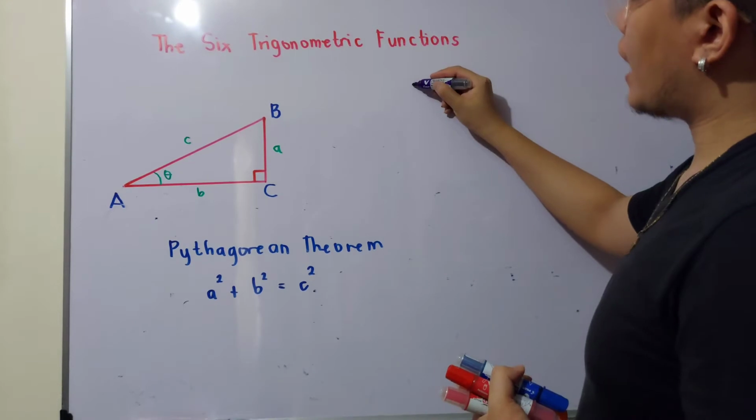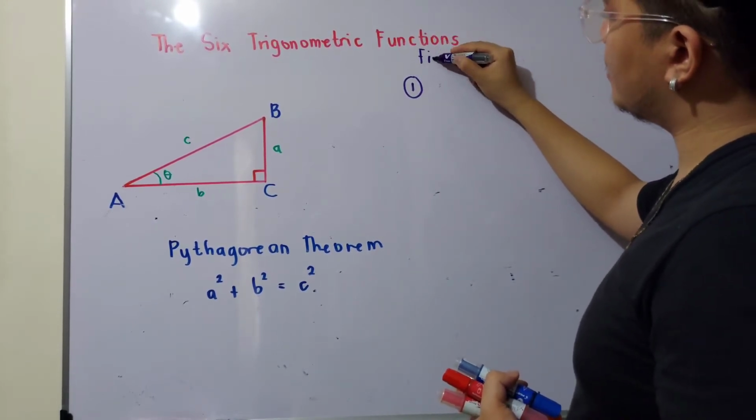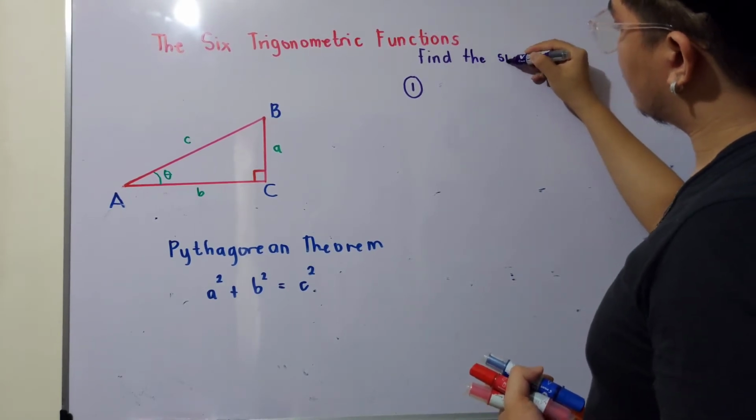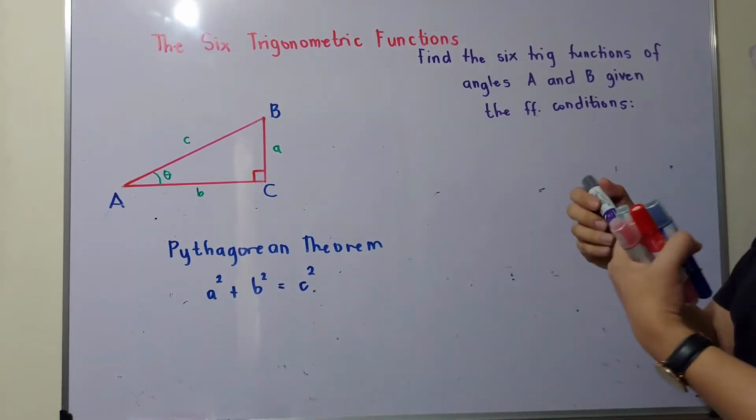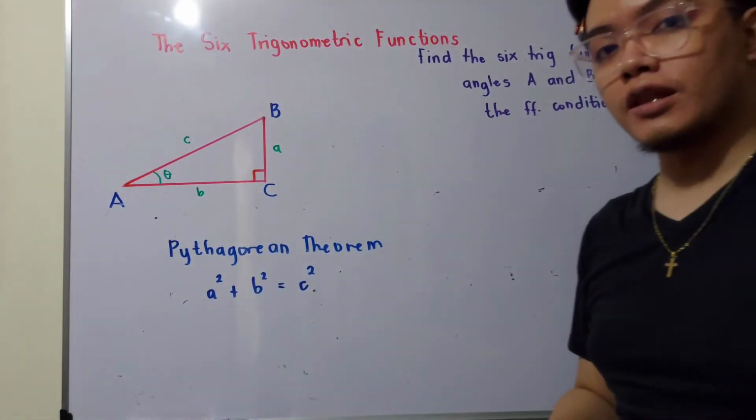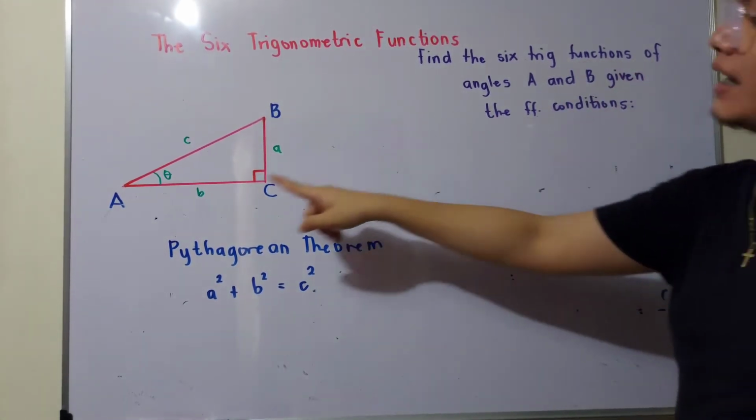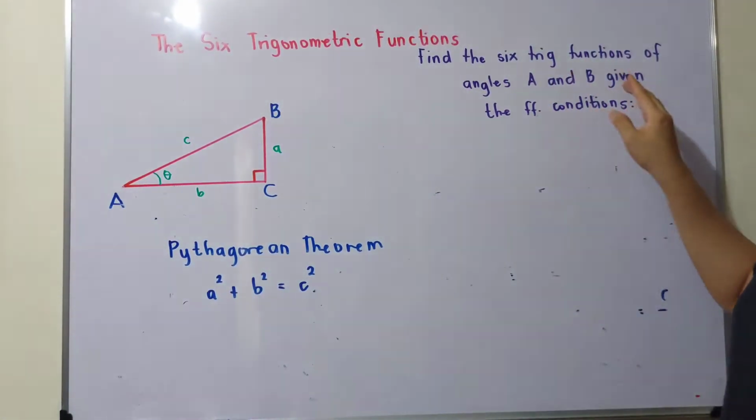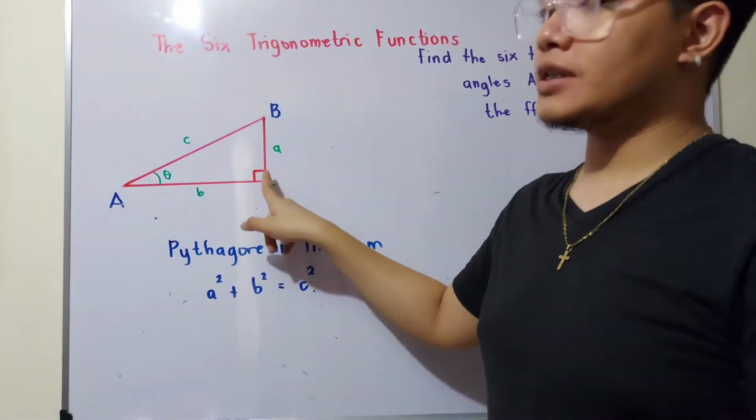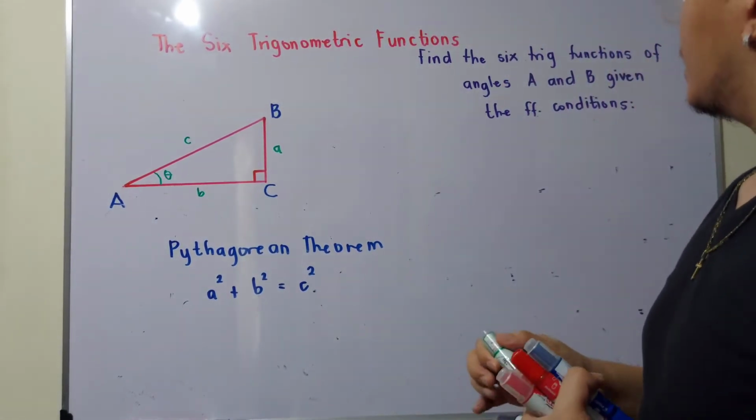So, first example tayo. Yung instruction is find the 6 trigonometric functions of angles A and B given the following conditions. So, hindi kasama yung angle C because that's the right angle. Okay? So, number 1.